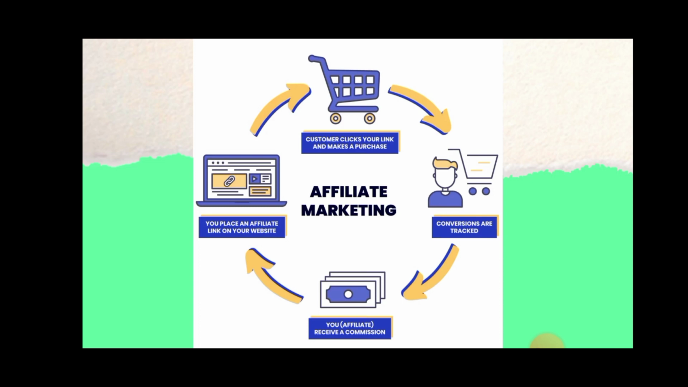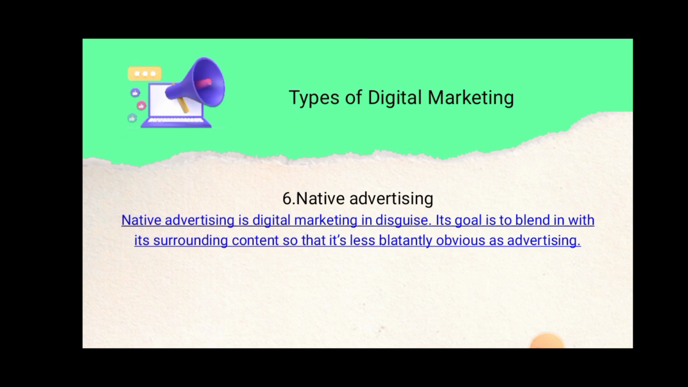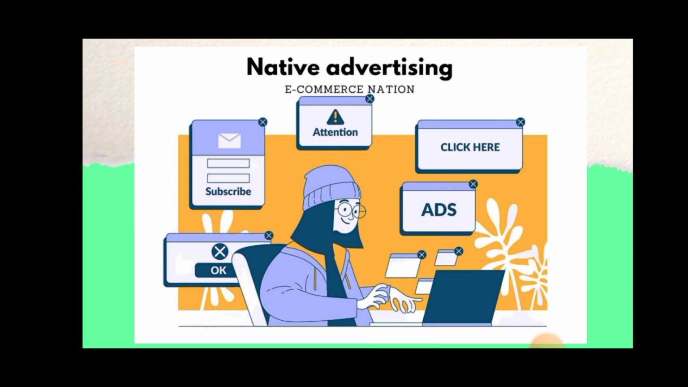So, native advertising. Native advertising is digital marketing in disguise. Its goal is to blend in with its surrounding content so that it's less blatantly obvious as advertising. So this is how native advertising works in digital marketing. So, okay, subscribe, attention, click here, ads.